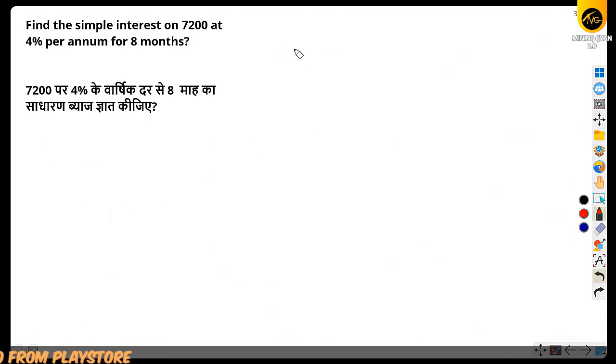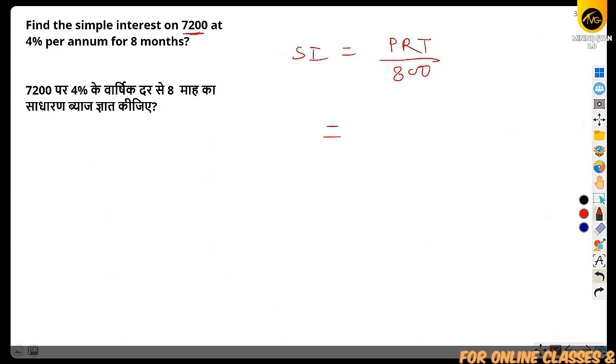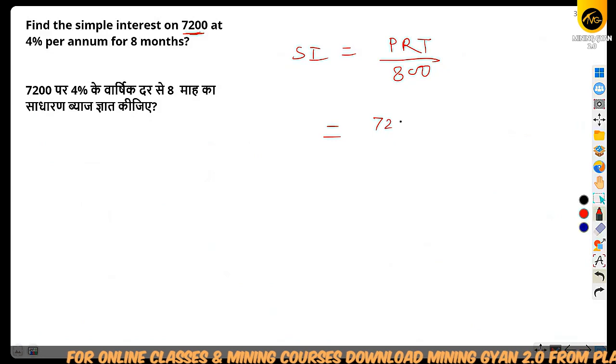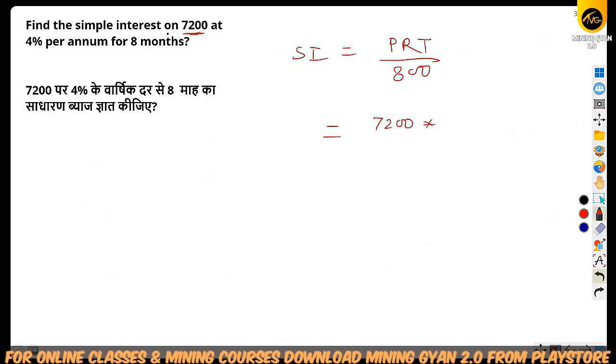So simple interest is equal to PRT divided by 100. So just put down the values of P, R, T. P means the principal amount which is given to another person. So 7,200 is the principal amount, multiplied by the rate of interest. What is the rate of interest? 4% per annum, that means annual rate of interest. So 4 into time duration.